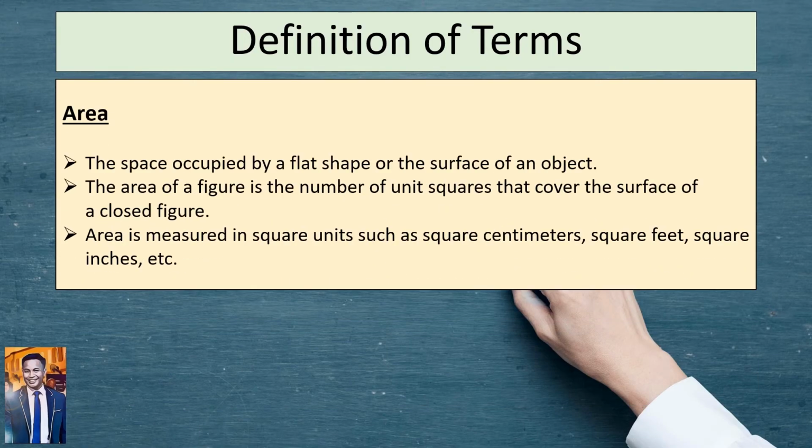Definition of terms. What is area? Okay, unahin natin ang area. Area is the space occupied by a flat shape or the surface of an object. The area of a figure is the number of unit squares or square units that cover the surface of a closed figure. The area is measured in square units such as square centimeters, square feet, square inches, and others.